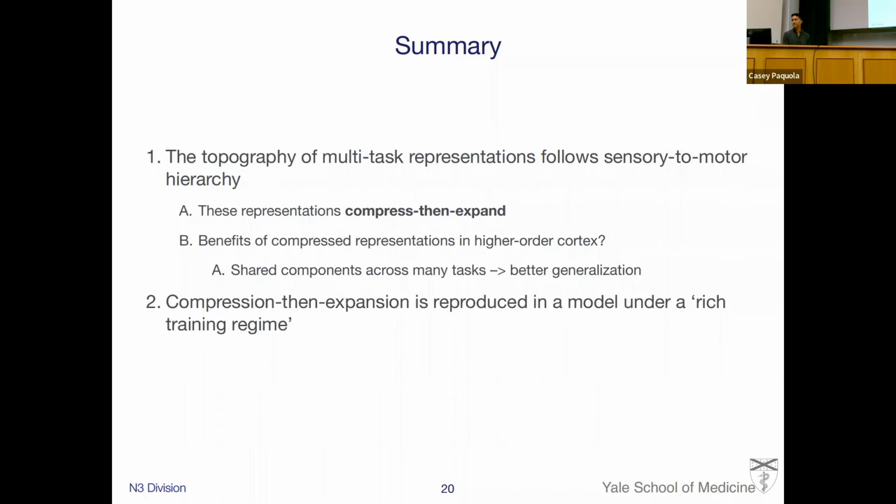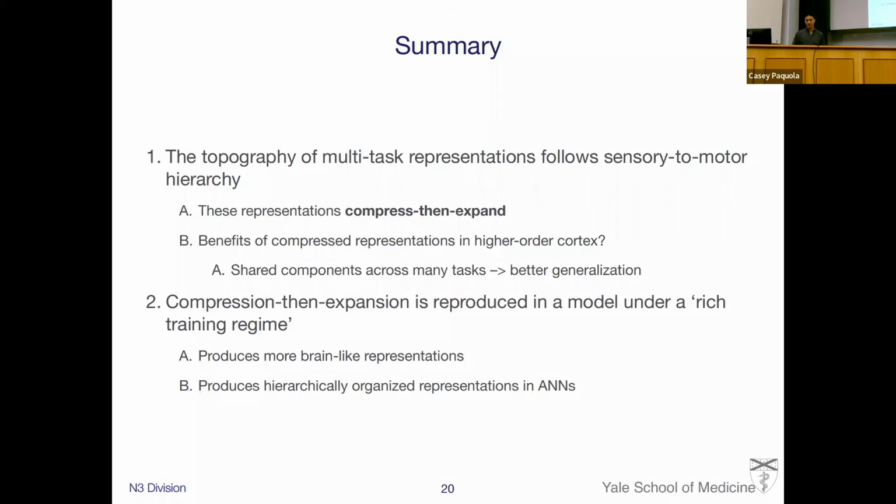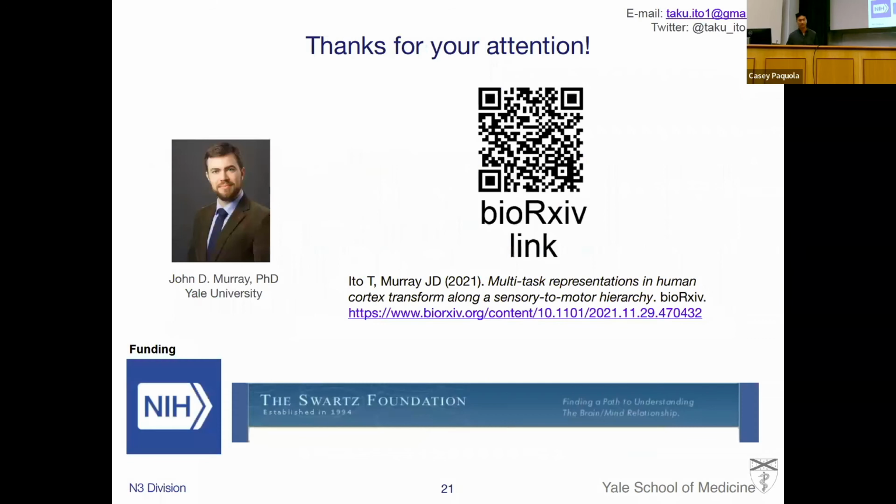And then in models, compression and expansion is produced specifically under the so-called rich training regime, which ends up producing more brain-like representations. I realize I didn't show any slides on this, but hopefully you can believe me. It just produces hierarchically organized representations in ANNs. That's it. Thanks for your attention, and this is the preprint.